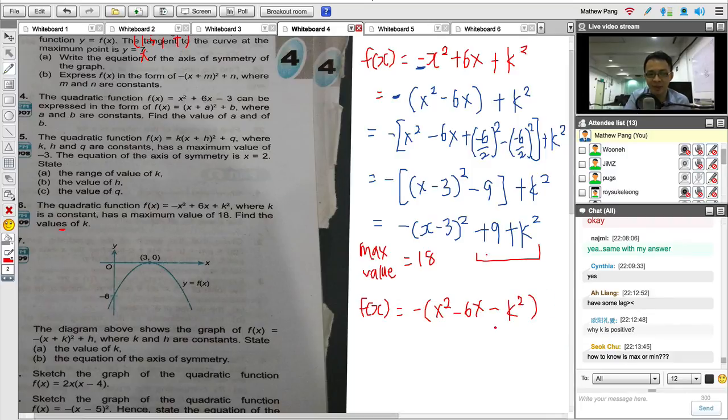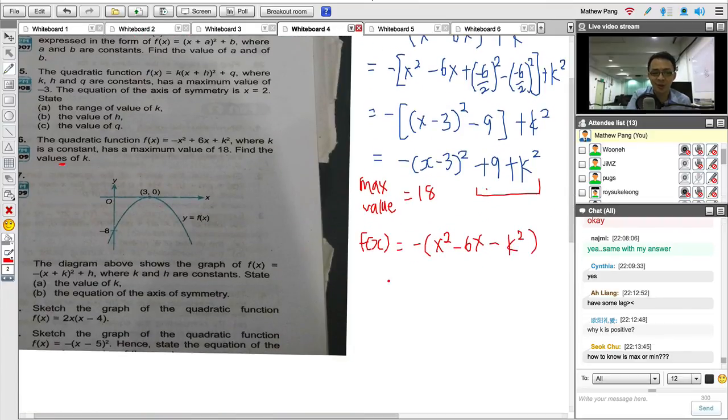Yes, we know maximum or minimum based on the value beside the x squared. If the value beside x squared is negative, it is maximum. If the value beside x squared is positive, it means it's minimum. This is how we know maximum and minimum.